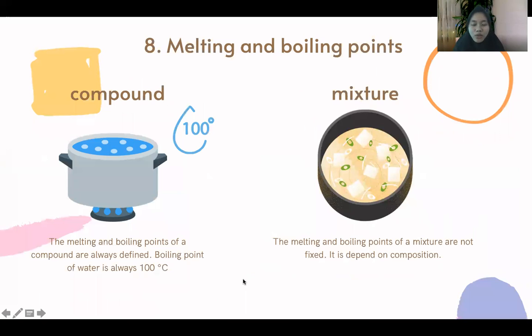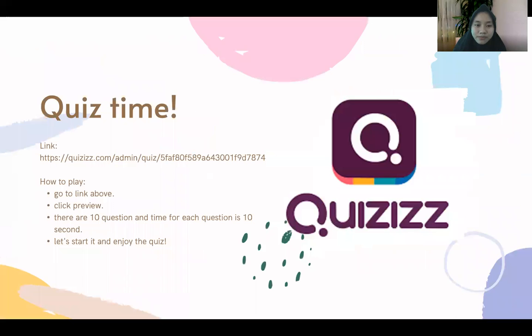For the melting and boiling points, in a compound the boiling point and melting point are always defined. Like the boiling point of water is always 100 degrees, and the melting point of water is always 0 degrees Celsius. While for a mixture, the melting point and boiling point are not fixed. It depends on the composition.